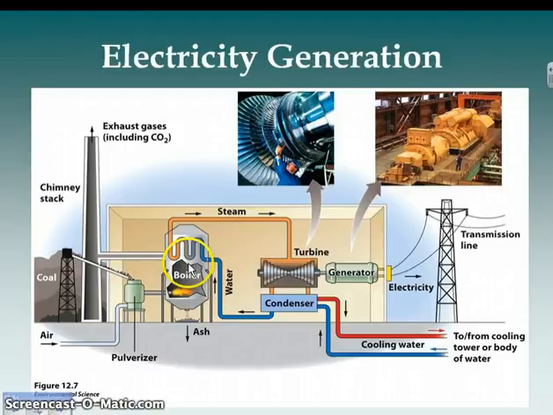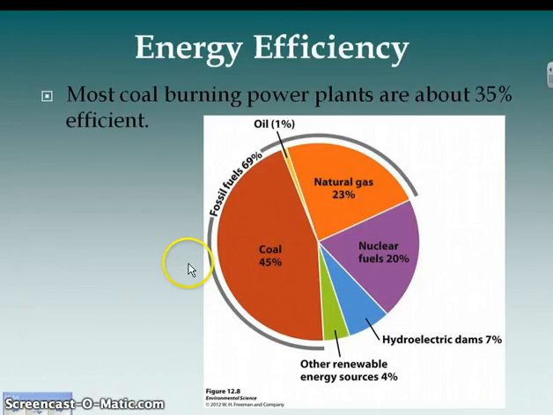And as part of that chain reaction, heat is produced. That's where the heat comes from. And so that heat is used to turn the water into steam, and then the rest of the process is the same. And so we can see that only about 11% of our electricity comes from renewable energy sources here.